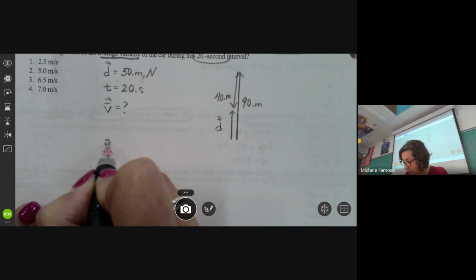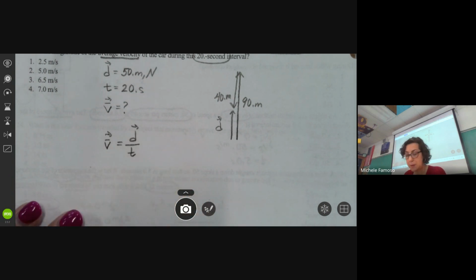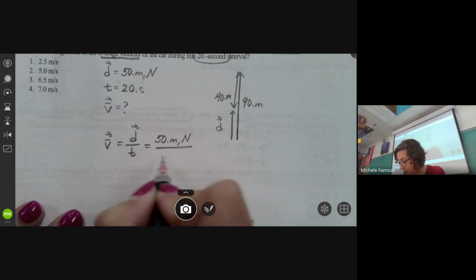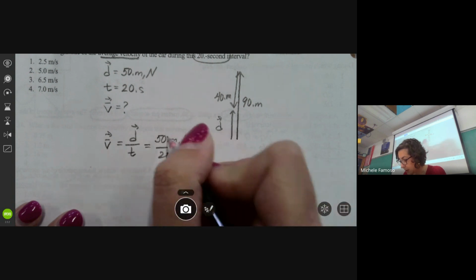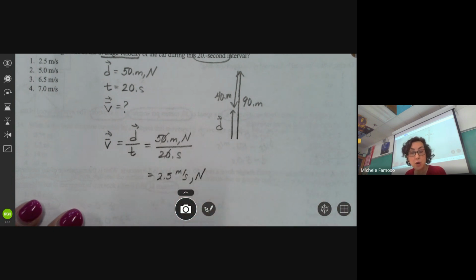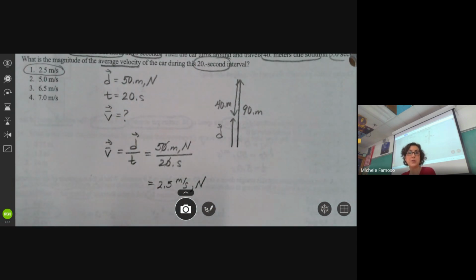To get the average velocity, I'm going to take that displacement and divide by the time. That is 50 meters to the north over 20 seconds. So that gives me an average velocity of 2.5 meters per second to the north. So its magnitude is just 2.5 meters per second, choice 1. Anything else through 28? Hudson.